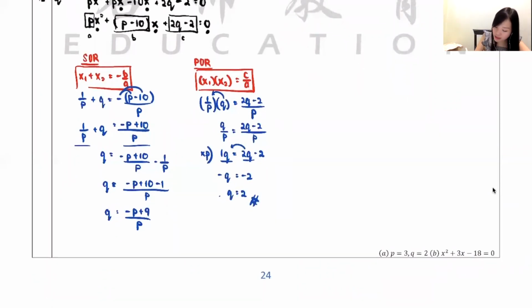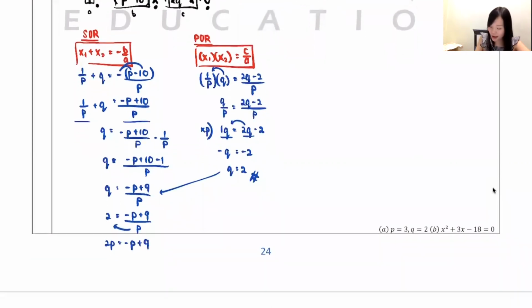After you get your q, remember to find your p. How to find your p? Isn't it sub back? So my q is 2. 2 equals to negative p plus 9 over p. Move up, times. 2p equals to negative p plus 9. P and p combine. Minus 1p, move it over, plus 1p. 2 plus 1, isn't it 3p, equals to 9. So for the p answer, times 3, move it over, divide by 3. Do you get the p answer? 3.